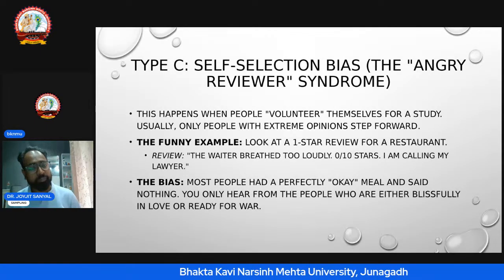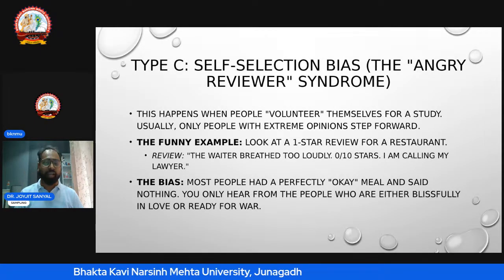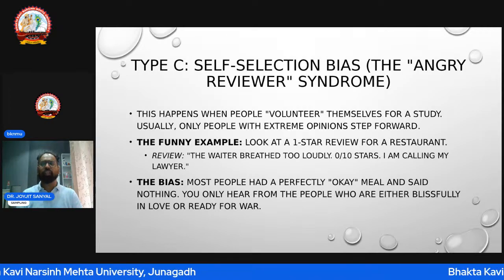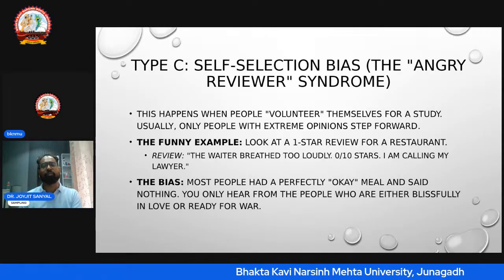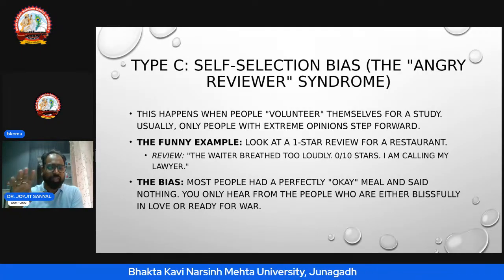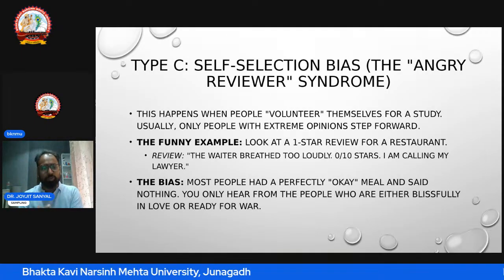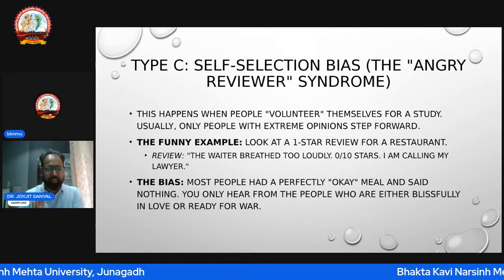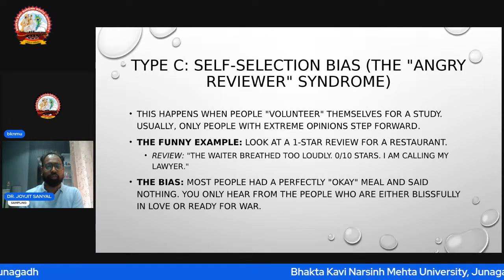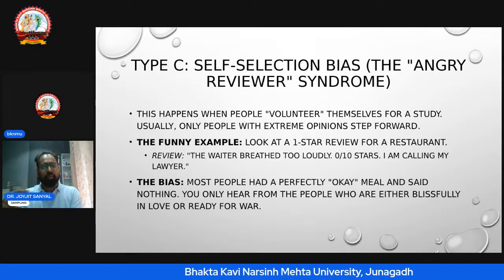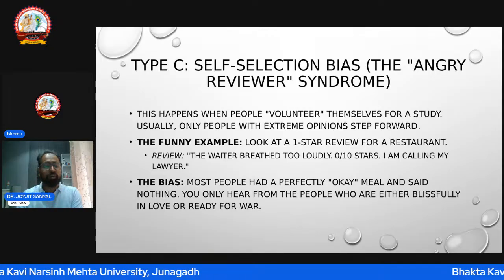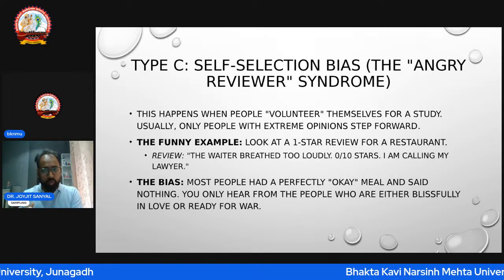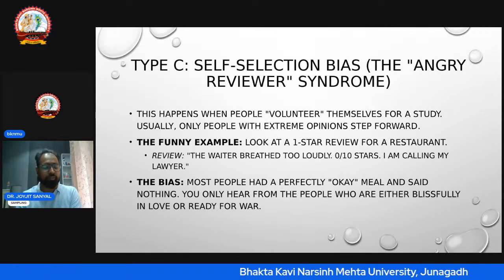Then comes your type C, that is your self-selection bias. What is self-selection bias? The angry reviewer syndrome. This happens when people volunteer themselves for a study. So you are only considering people who come to you themselves for giving some data. You are not taking into consideration those people who may also have been a part of your study, but since they were not coming to you on their own, you have excluded them from your study.